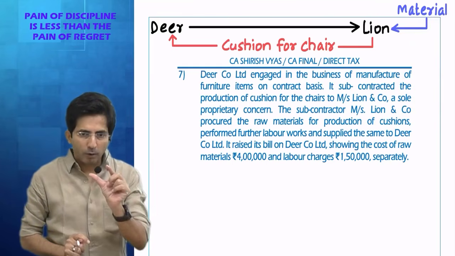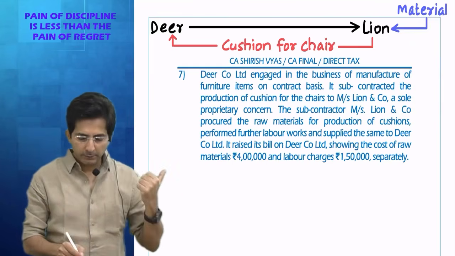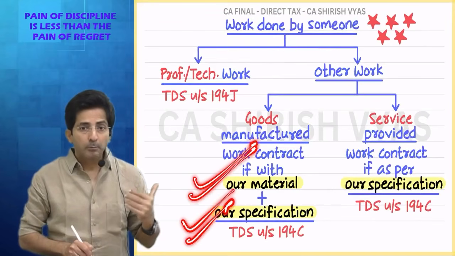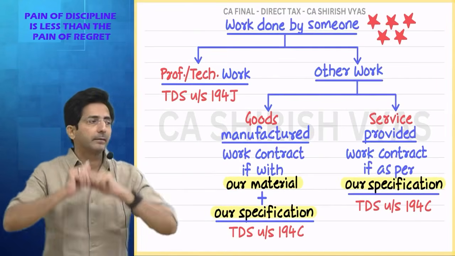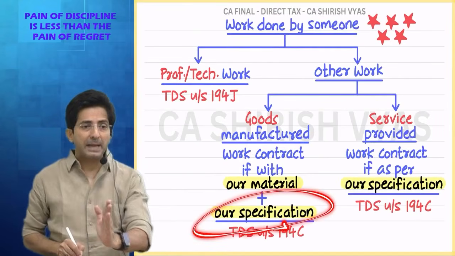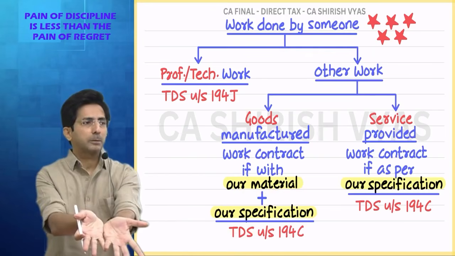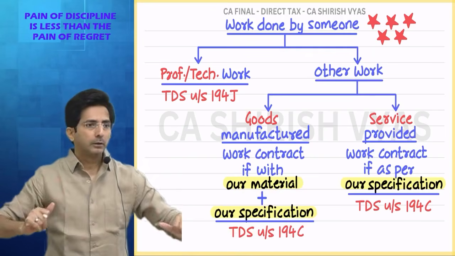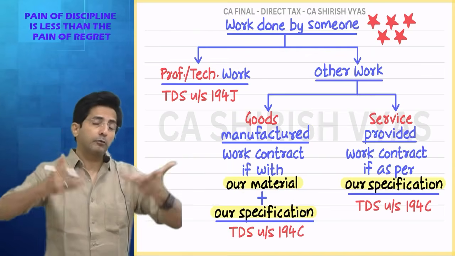See, always in job work, you have to check two things. Which two things? Material as well as specification, both should be supplied by me. Your specification I am supplying, but material I am not supplying. And this is the interpretation. A student can argue, sir, how can we say that material we have not provided?